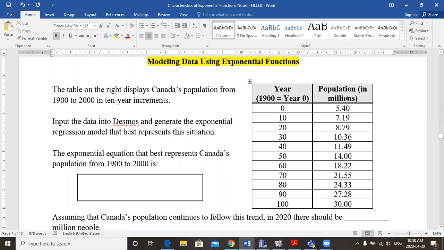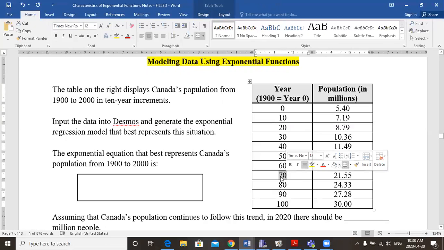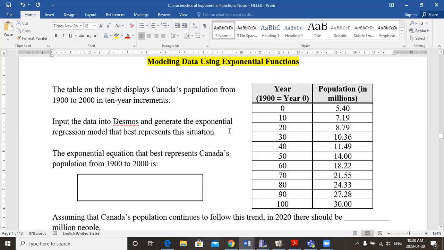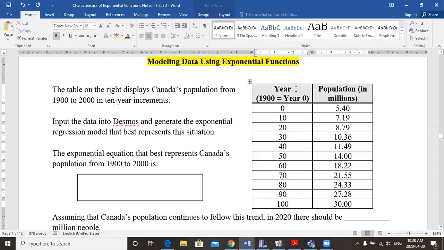So here we have some data. The year 1900 is year 0, and the population is in millions. The table on the right displays Canada's population from 1900 to 2000 in 10-year increments. So N here would represent the years after 1900. If it was 70, that would be the year 1970. So we want to determine the model. Again, in our table, the year is going to be our X, and our population is going to be our Y.